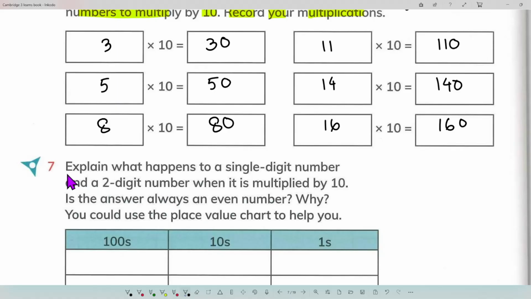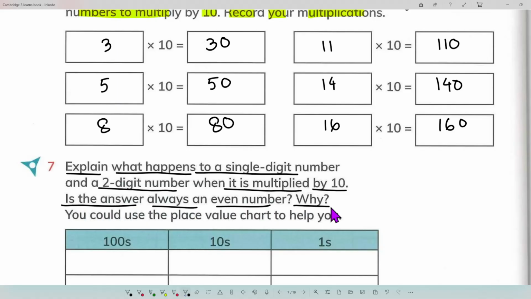Now explain what happens to a single digit number and a two-digit number when it's multiplied by 10. Is the answer always an even number? If yes, why? You could use the place value chart to help you.